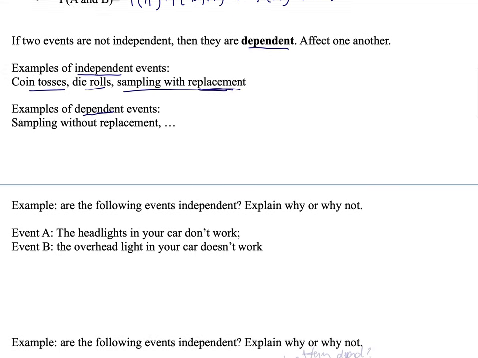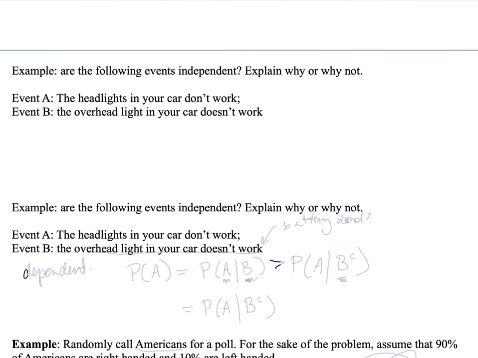Okay, so did you think that these were dependent or independent? I would say that these were dependent events. And so in other words, is it the case that the probability of A is the same as the probability that A happens given that B happened, or the probability that A happened given B complement, that B did not happen? I would say that these things are not equal. I would say that the probability that A occurs, that the headlights in your car don't work, given that the overhead light in your car didn't work, is greater than the probability that A occurs, given that B did not occur. So if you had one extra piece of information, like, okay, the overhead light in your car doesn't work, is it more likely or less likely that your headlights don't work as well?